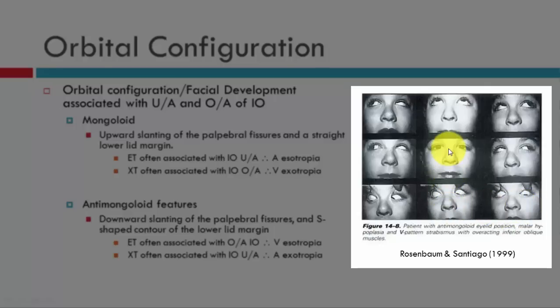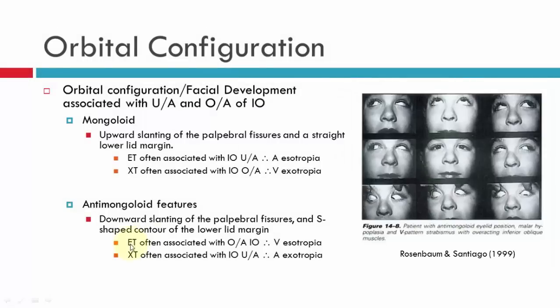In terms of the eyes, it's difficult to see down gaze because the eyes are embedded, or they've gone a little bit too far in down gaze to be able to see what's happening. The patient does have a V pattern and an esotropia in this position, which we can't see in the photograph. So this is an example of a patient with anti-mongoloid features who has an ET and an overaction of the inferior oblique causing a V esotropia.